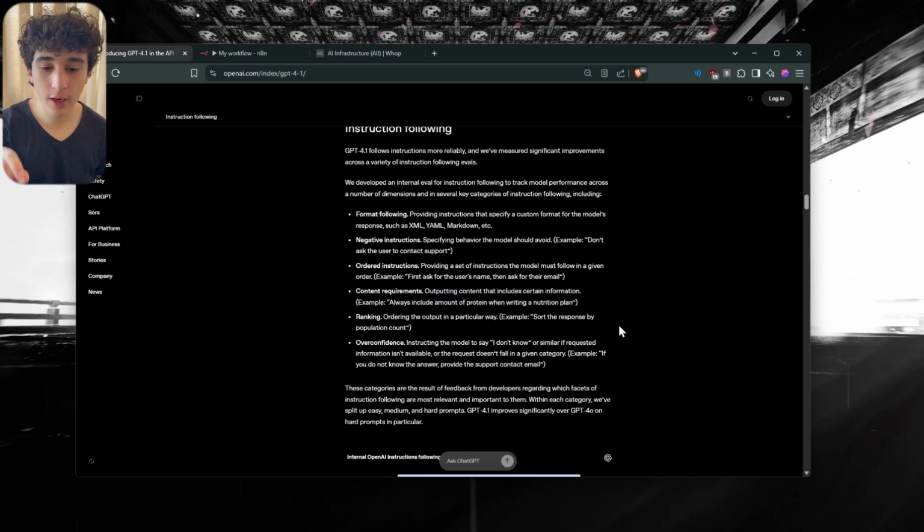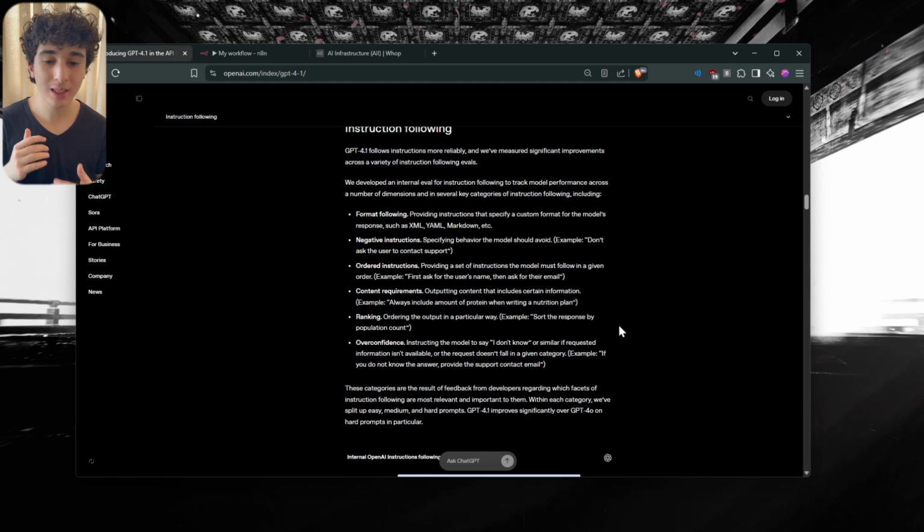The fifth one they gave here is ranking, which is the ability for the LLM to sort things in a specific way. And the example here is sort the response by population count.